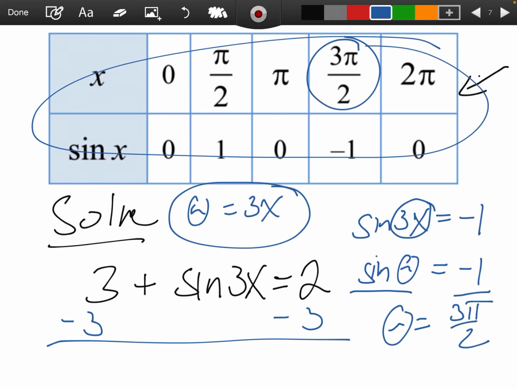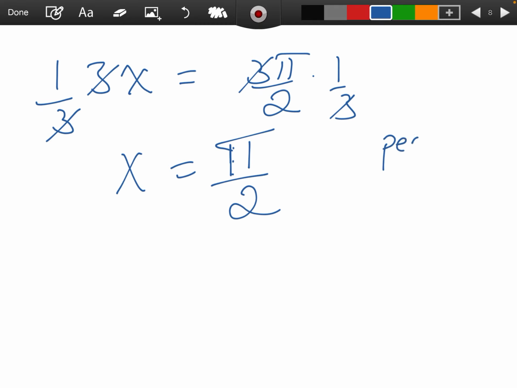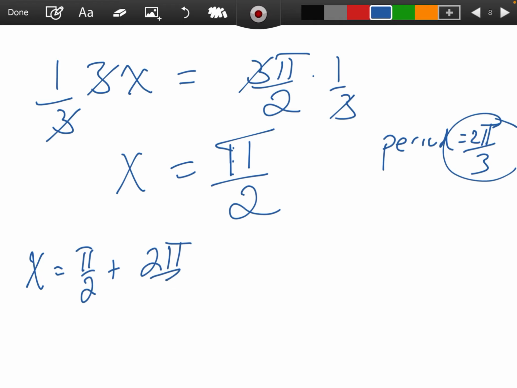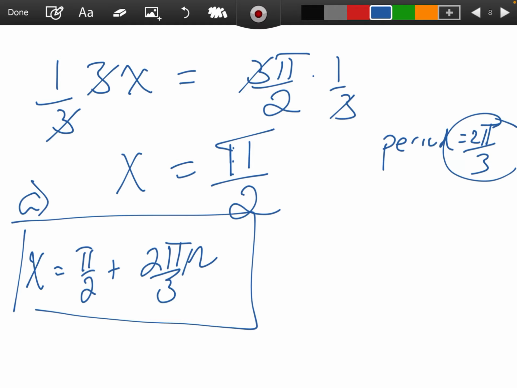Now, remember what we said. We needed to find the period of the function, right? So remember the way we find the period. The period is going to be 2 pi over the number b, which in this case is 3. So since our period is 2 pi over 3, that means my answers are going to look like pi over 2 plus multiples of my period. So 2 pi over 3 with an n, right? And so this is what my general solution would look like. Okay, so this would be my answer for part A.